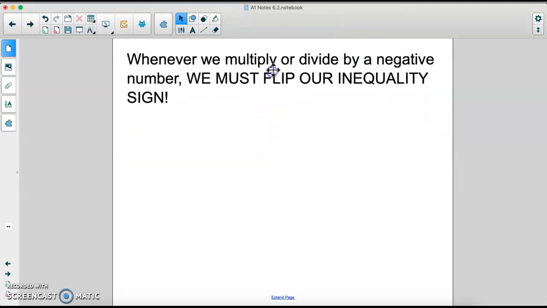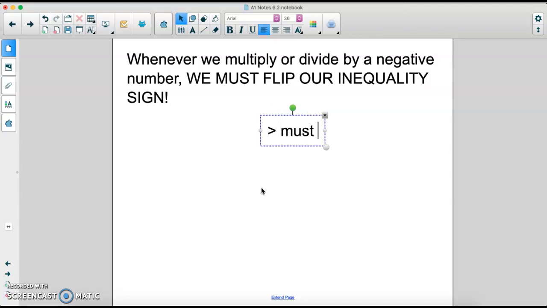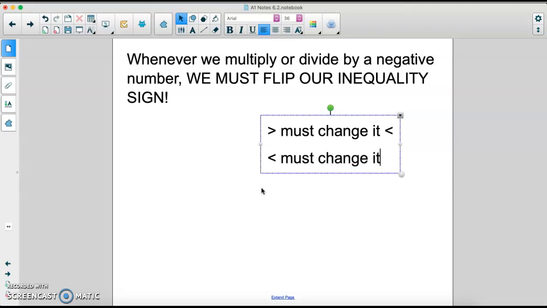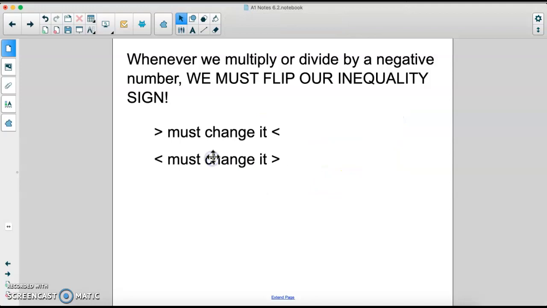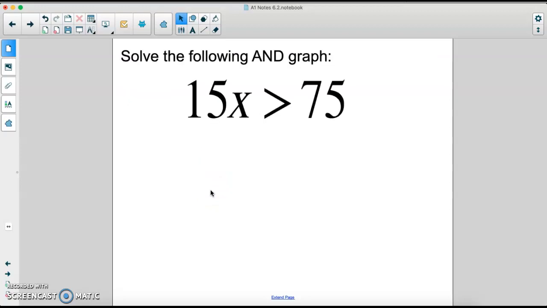It has to happen. So if we started out with something like this, with a greater than, we have to change it to a less than. If we started with a greater than, it must change to less than. And same thing with the less than or equal to and greater than or equal to. If it starts out with a line underneath it, it has to end with a line underneath it. So let's solve the following and graph these.